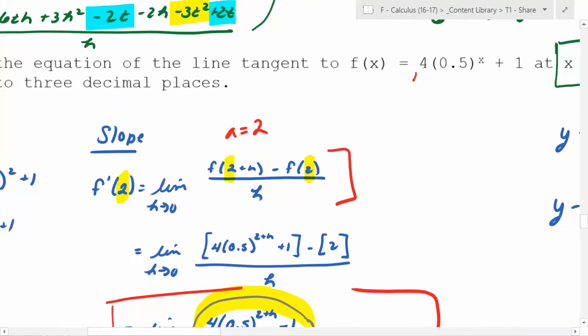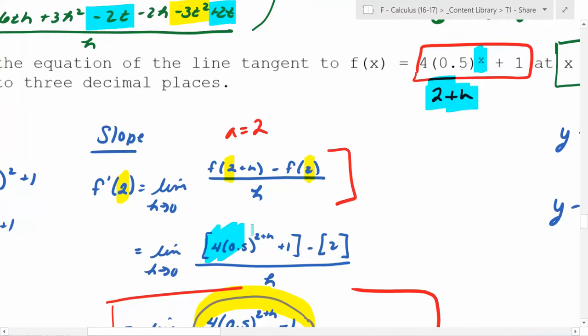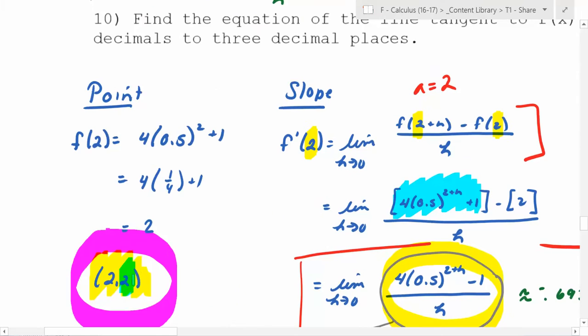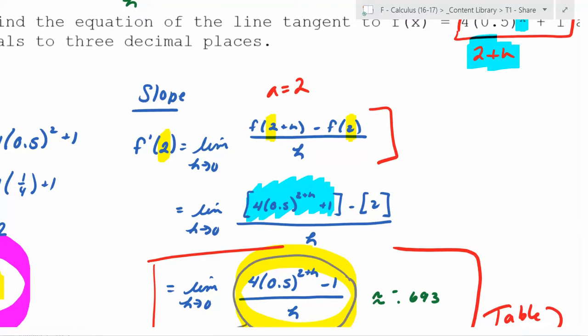The function is this, right? That's the function. Yep. So you're plugging in 2 plus h for what? X. Yes, you're plugging in 2 plus h for x. So that's how you got this right here. And then we plugged in 2 before, and what did we get? 2. That's that green right there.